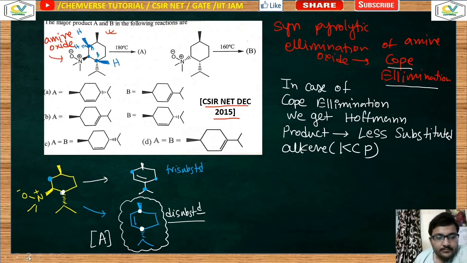Now moving on to our reaction. So A has a structure like this. If you compare the structure, this kind of structure is shown in option number A. Option number B cannot be the answer because this is not the structure. Option number C could be, because in option C it is saying that both A and B have this kind of structure. So it could be option A or option C, but it is not option B or D. So options B and D are already ruled out.